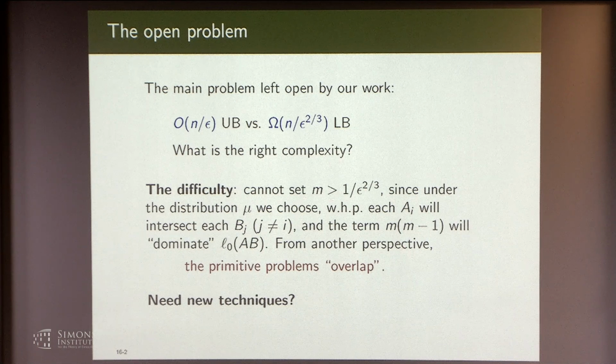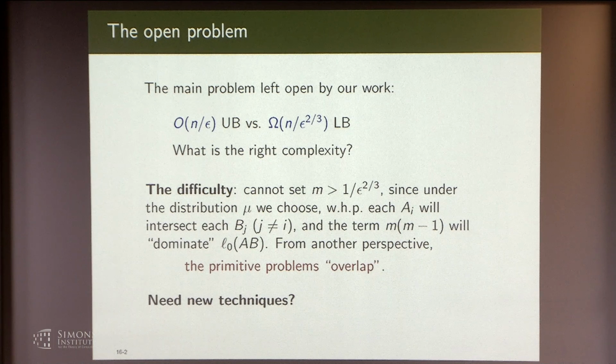And this term, if we set this m to be too large, then this term will dominate the L0 norm of the product C. Okay, I would like to think of it this way: in this scenario, the primitive problems overlap. Overlap is probably not the best word to describe this, but this is the picture I have in mind. And maybe if you want to prove this higher lower bound, you need some new techniques.